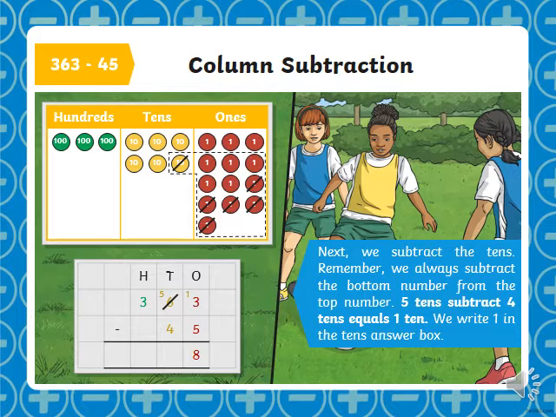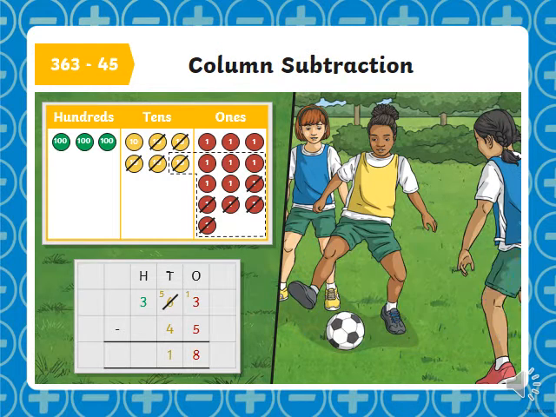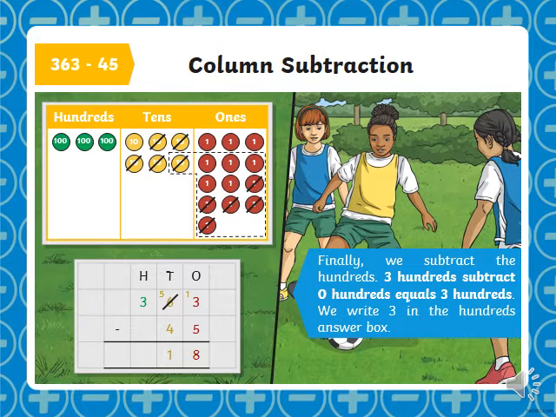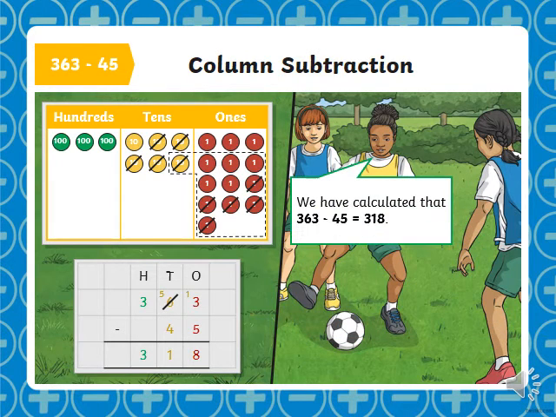So now we can subtract the tens. We're always going to subtract the bottom number from the top. So 5 tens take away 4 tens. We've got 1 ten left over, so we write that underneath. Finally, we're going to subtract the hundreds. So 300 subtract 0. There's no other hundreds there, so we just write the 3 straight underneath. So the answer is 318.